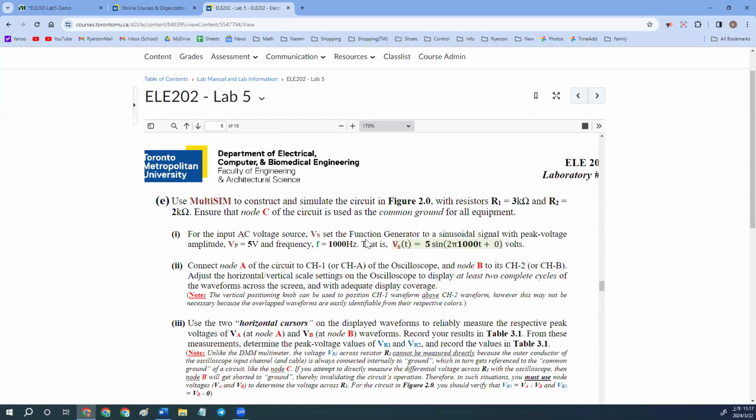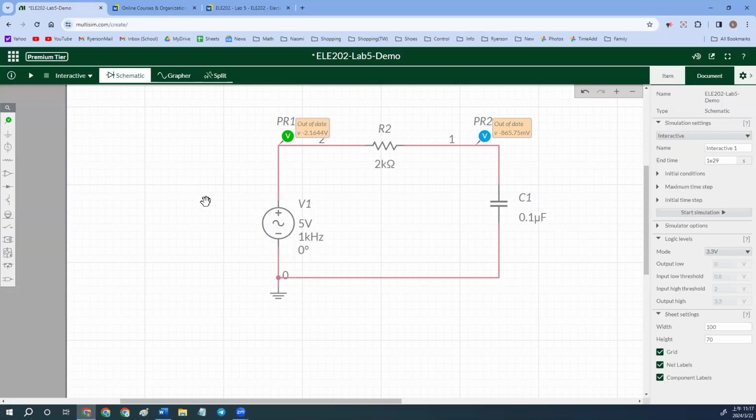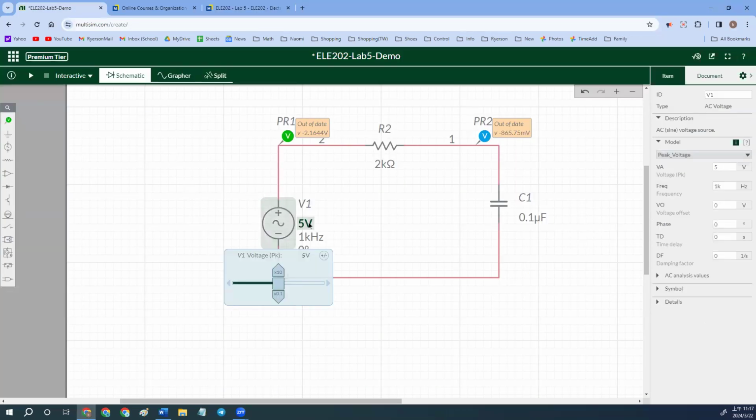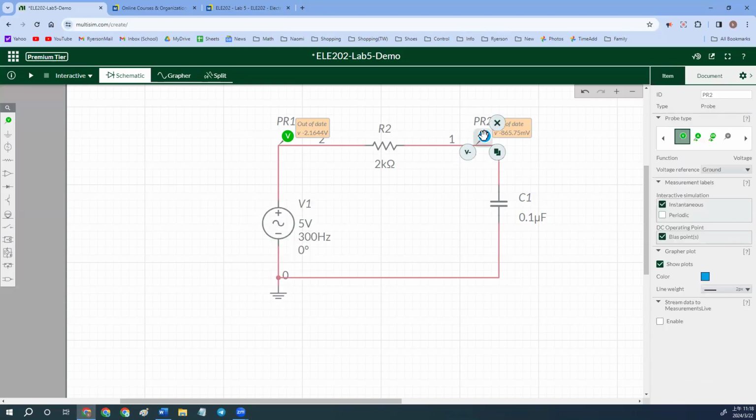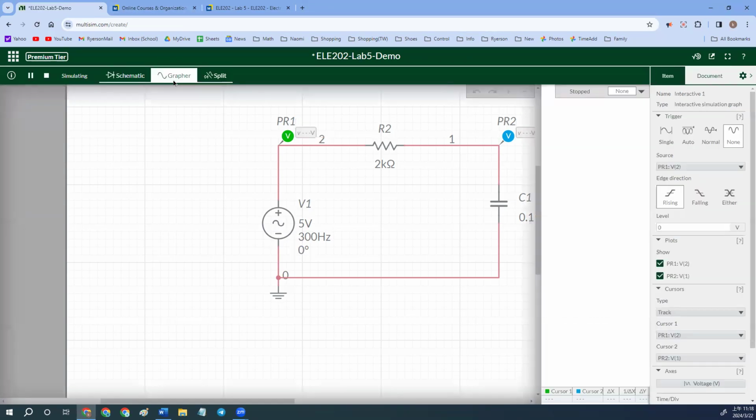On the multisim part, it actually says 5 volts, so we're still doing the same. And start with frequency 300 hertz. So we are not starting with 1K. So this one we're going to put 300 hertz. All right, and this one we're going to use a calculator to do it. I'm going to show you why we need the calculator. Now let's run it and then go to the graph.